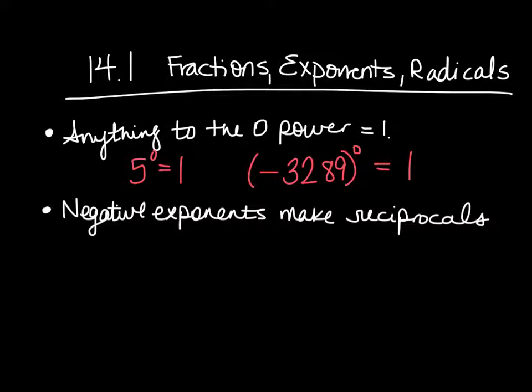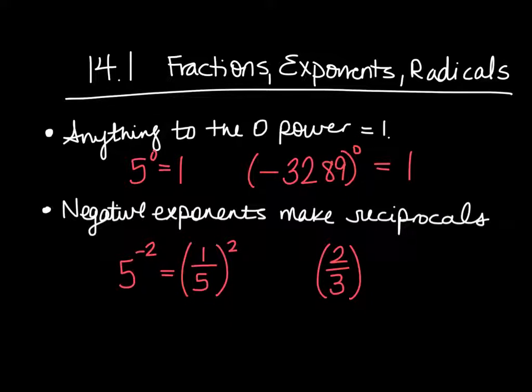Negative exponents make reciprocals. So if I have 5 to the negative 2 power, that's going to cause my base number, this 5, to become a reciprocal. So when I write that out, that means I'm now going to have 1/5, and now it's no longer going to be a negative exponent, it's going to be a positive. So that's 1/5 squared.